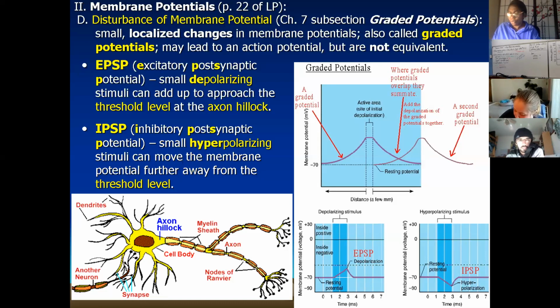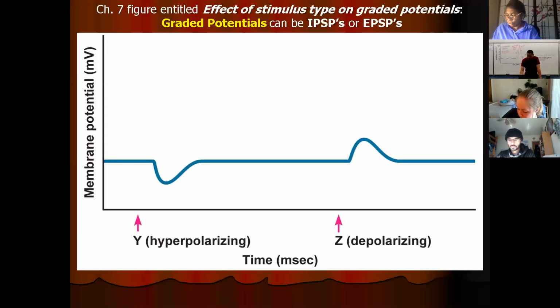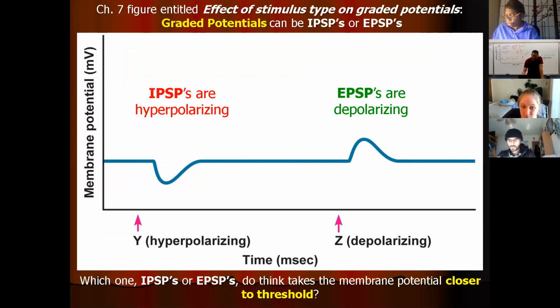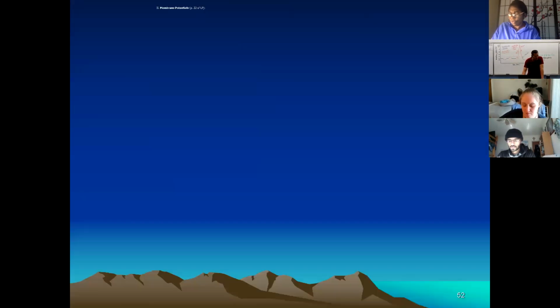EPSPs are getting closer to threshold. IPSPs are getting further away from threshold. EPSPs are depolarizing. IPSPs are hyperpolarizing. Okay? This is the same thing, and this kind of looks a lot like what I have on the whiteboard right here. Okay? EPSPs get us closer to threshold.